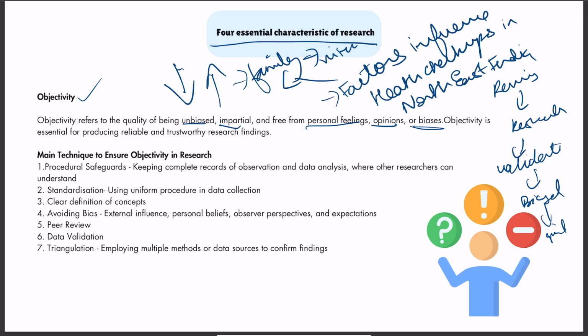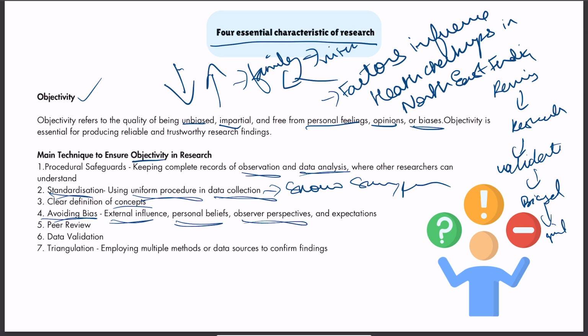So the main technique to ensure objectivity is procedure safeguards such as keeping complete records of observation and data analysis, standardization using uniform procedure in all data collection, set clear definition of concepts, avoid biases, external influence, personal beliefs, or observer perspectives, do a peer review, have data validation and triangulation, employ multiple methods or data sources. This is a key term that you'll have to remember.